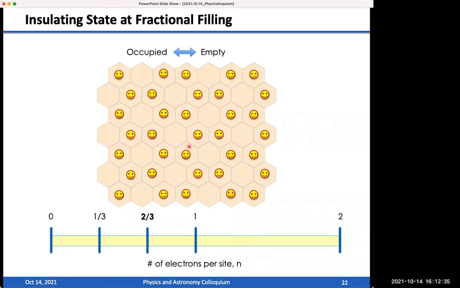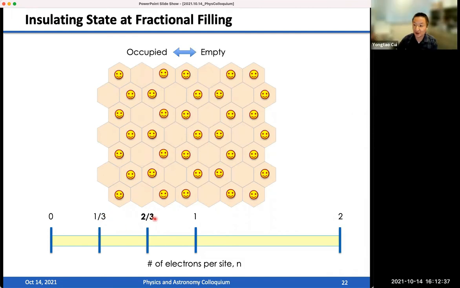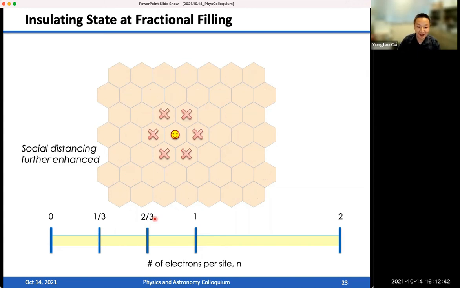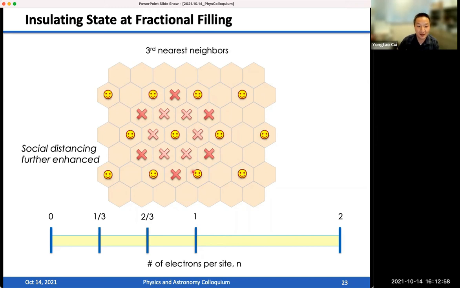Okay. Right. So we have 1/3, we have 2/3. Before moving to the experiment data, let's also consider another case. Let's say we further enhance the social distancing. So now not only are the nearest neighbors forbidden, the second nearest neighbors are also forbidden. Then the next available electron has to go here and there. So in this case, we can calculate the average occupancy at a 1/4 filling, and also 3/4 filling. So they are symmetric. Those are the states that were not seen in the previous measurements.